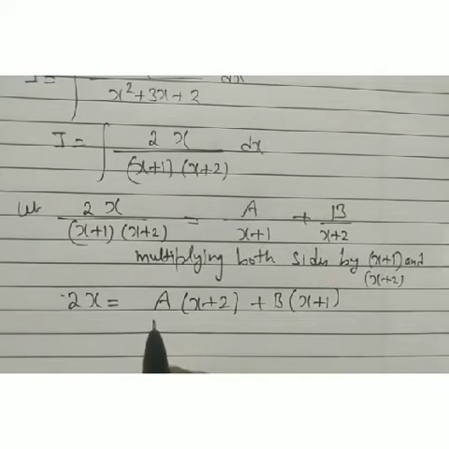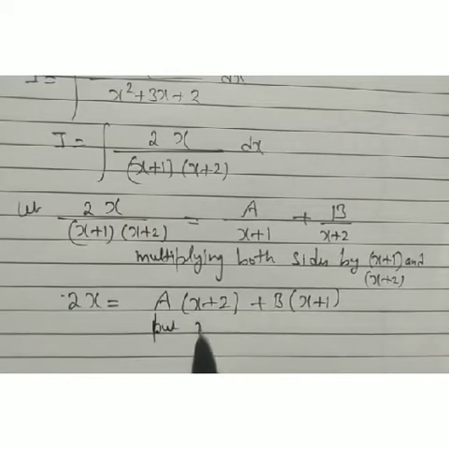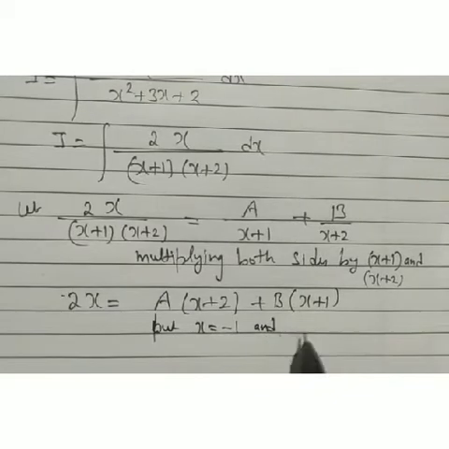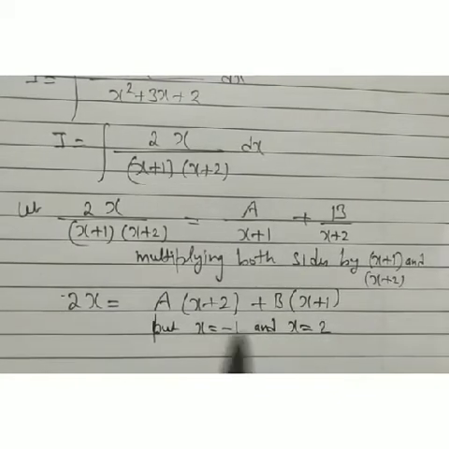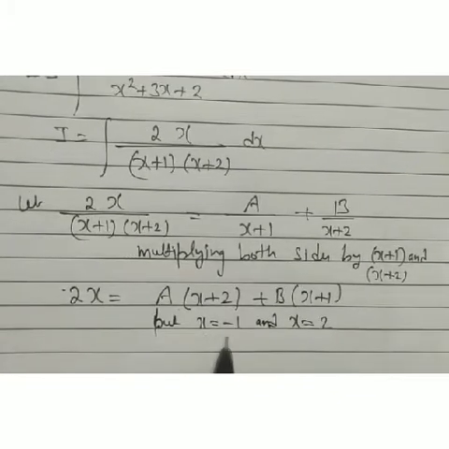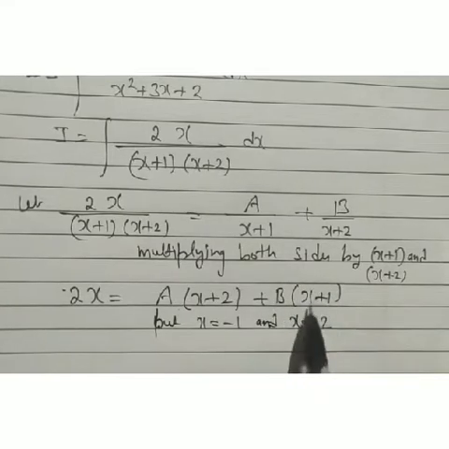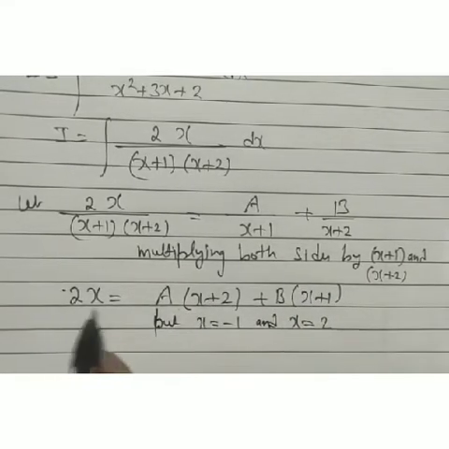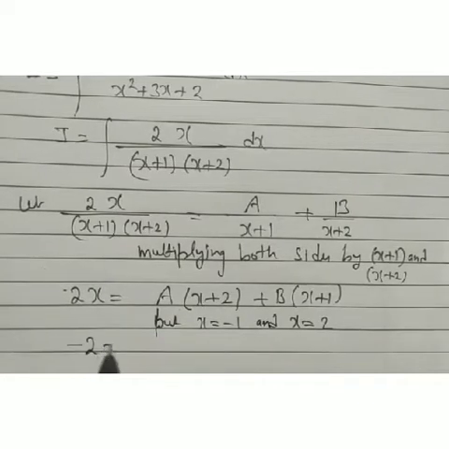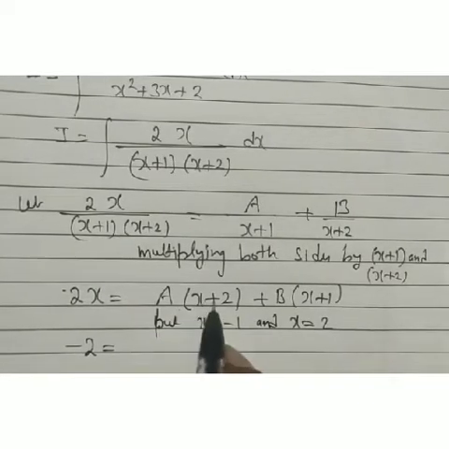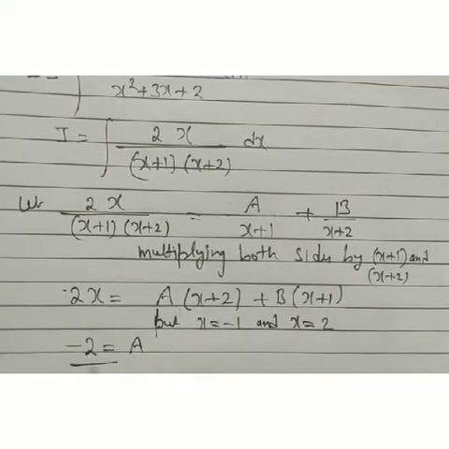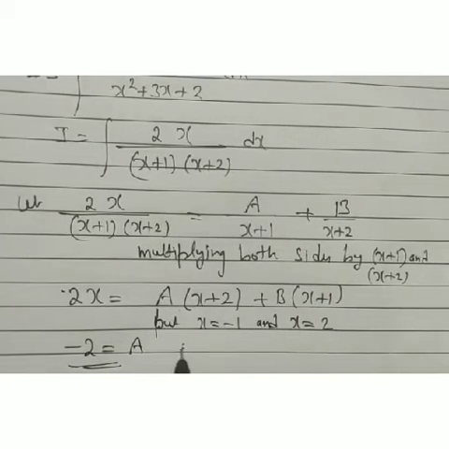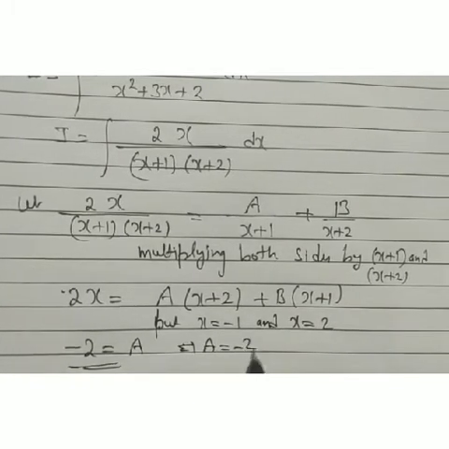When we put x equal to -1, because its factor is x plus 1, then this portion is 0, because -1 plus 1 is 0. Then what do we have here? We have -2 on the left, and here we have A times (-1 plus 2). Then what is the value of A? Our value of A is -2.